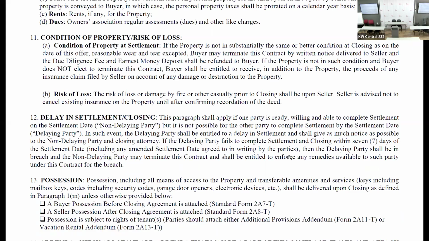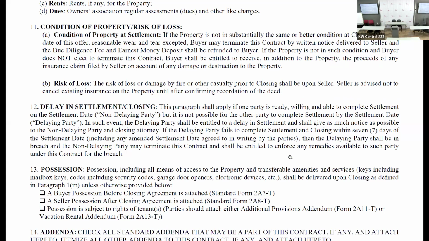Delay in settlement, 7 days, including any amended settlement date. After 7 days, the non-delaying party may terminate unilaterally. So this is a time when the seller can unilaterally terminate the contract. This is one of the few times that the seller can unilaterally terminate the contract.